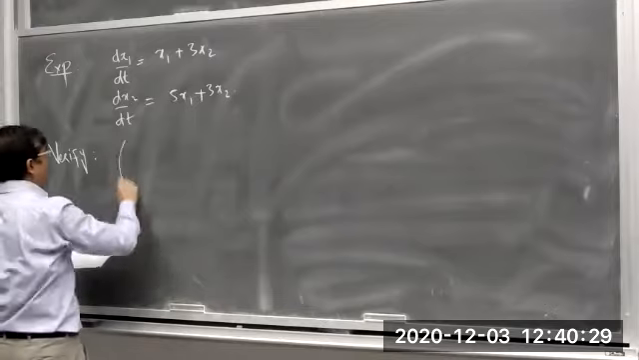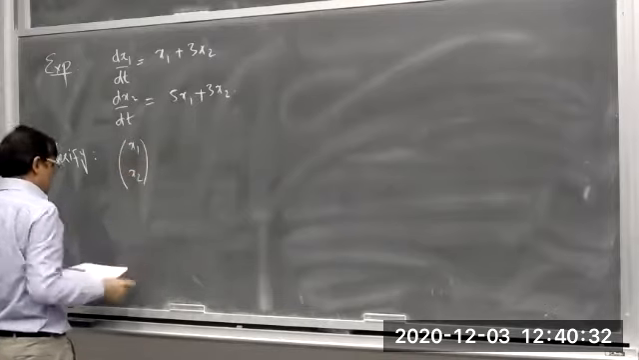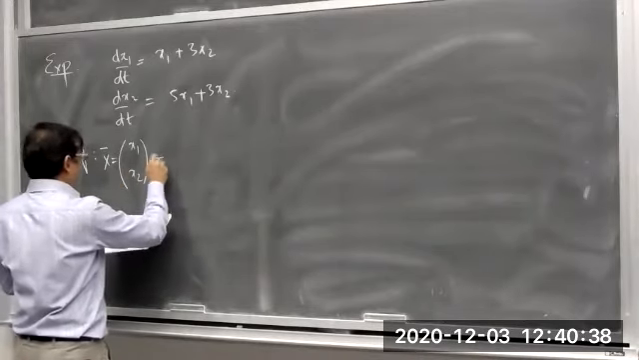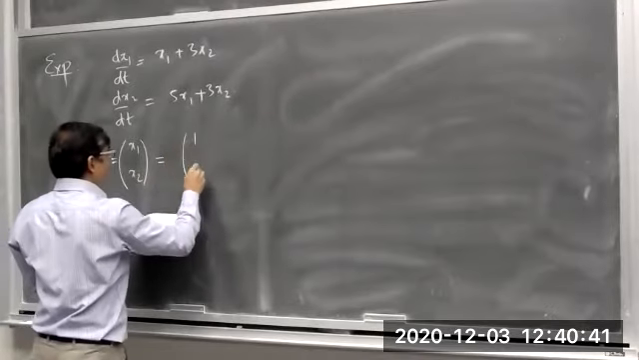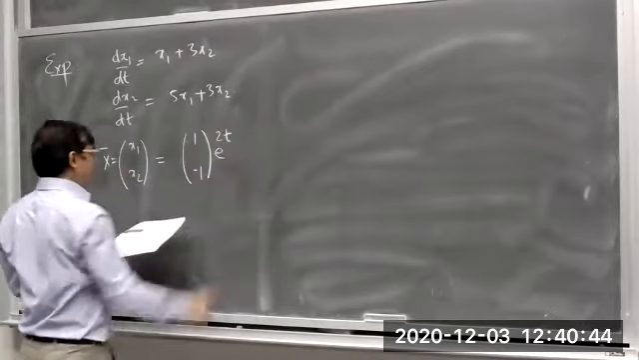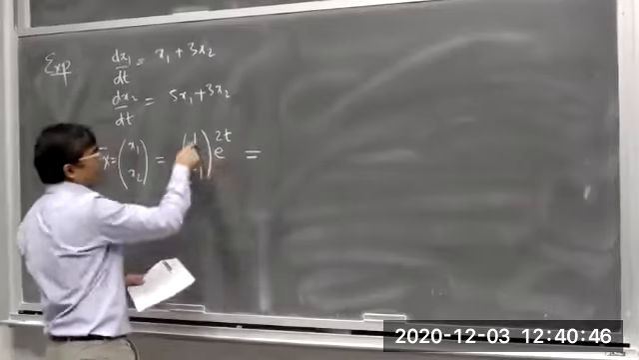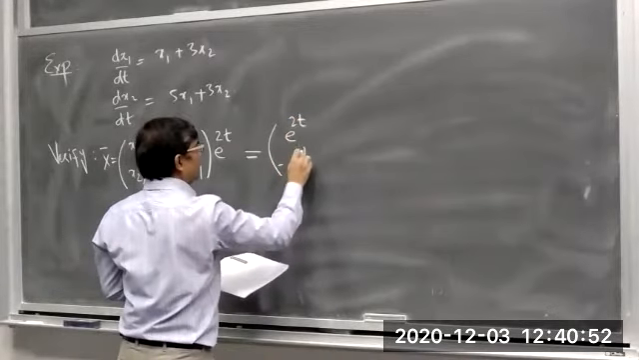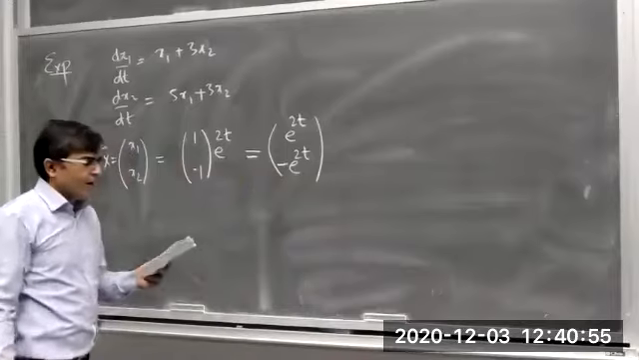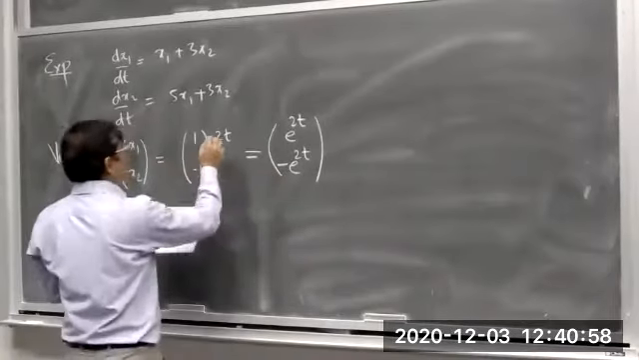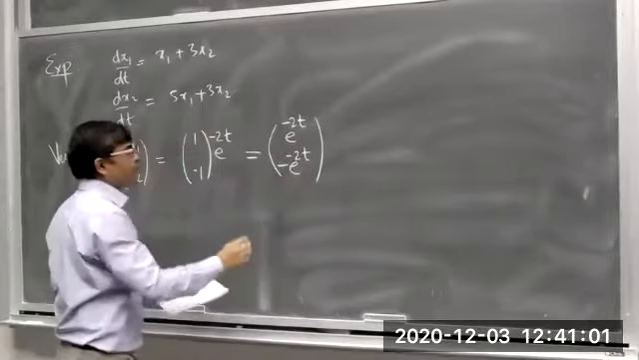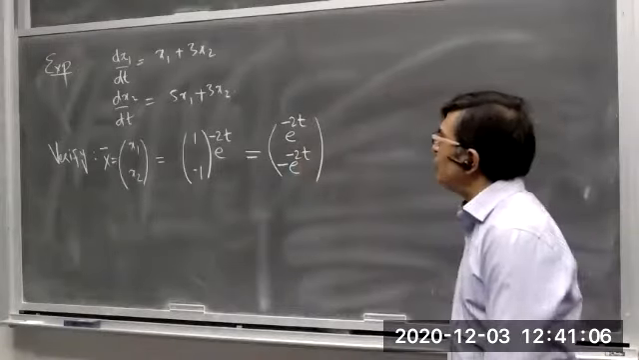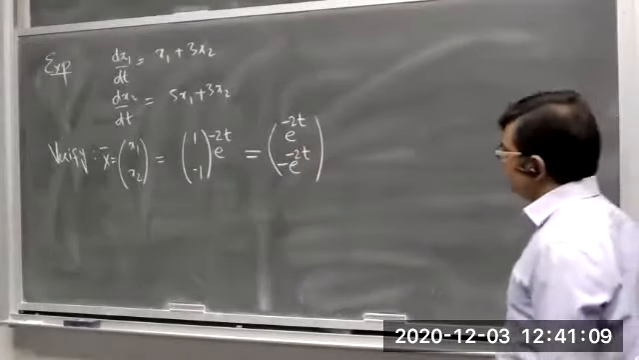And we need to verify that the vector x = (x1, x2) is equal to (1, -1) e^(-2t). Or we can multiply this inside and we get e^(-2t) and -e^(-2t). We need to verify whether this is a solution of the given system or not.